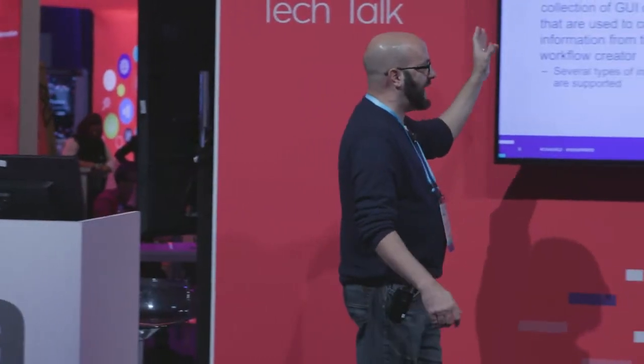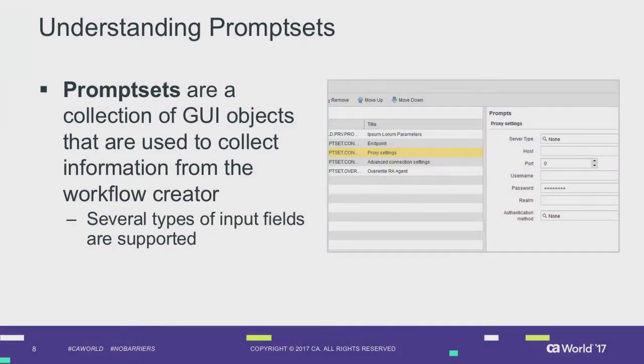Now, prompt sets, if you haven't seen them, they are, like I said, a means for collecting data from the user. But as you can see over here, here's an example of a prompt set that you'll find. It contains data fields of various types. I have drop-down lists. I have free-form text fields. I have spin buttons, which allow you to select a number. You know, things along those lines.